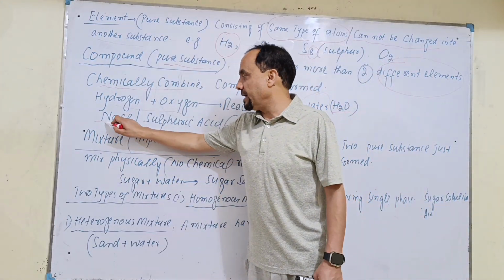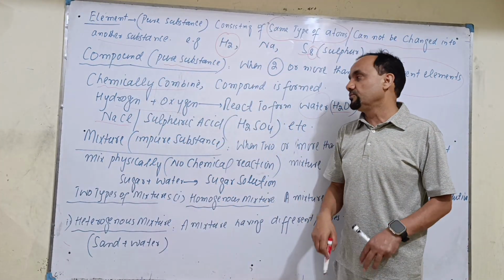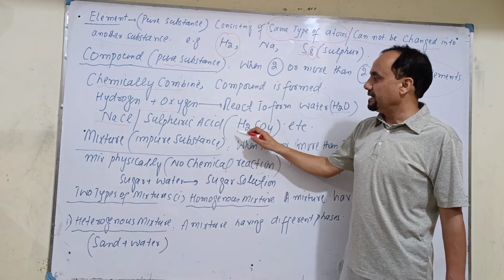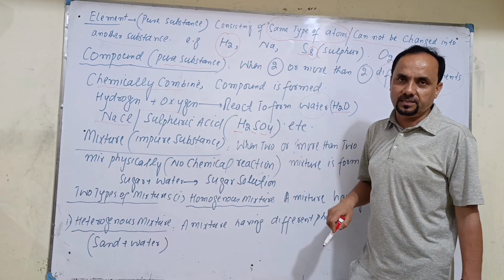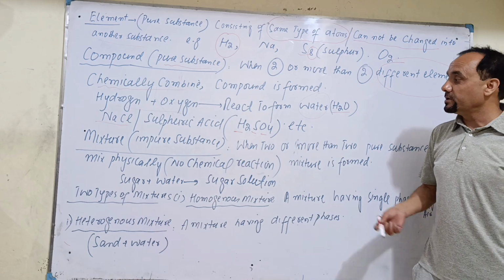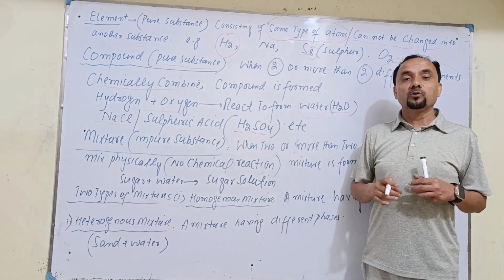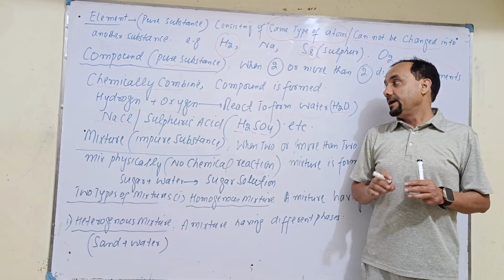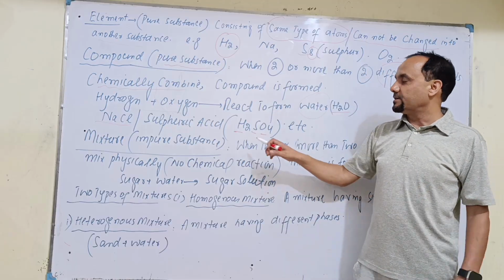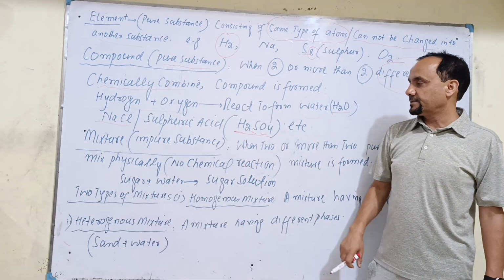This is sodium chloride, the common salt that you are using at your home. This is sulfuric acid. It contains hydrogen, sulfur and oxygen. So what is a compound? When 2 or more than 2 different elements chemically combine, and compounds are represented by formulas.